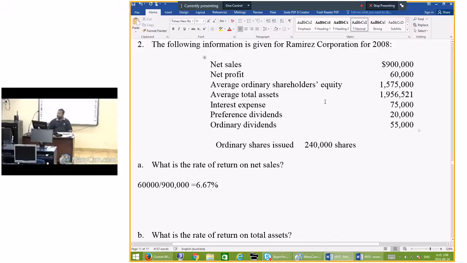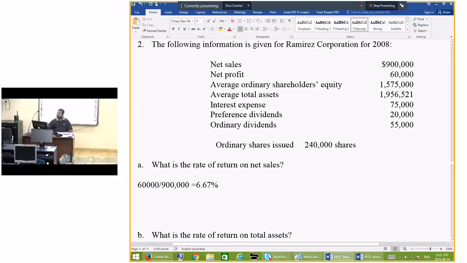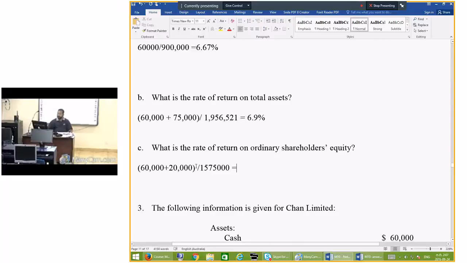Average ordinary shareholders' equity is 1,575,000. This is the profit available for ordinary shareholders. Not only 60,000 we want to take, plus the preference dividend. Then that should be 2.5.